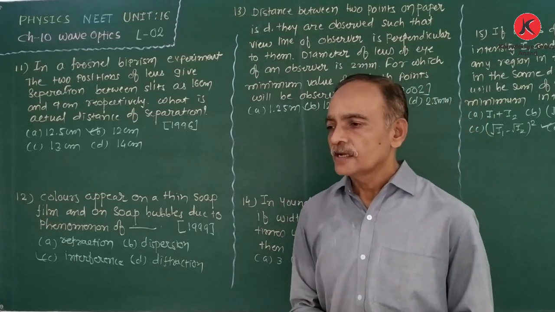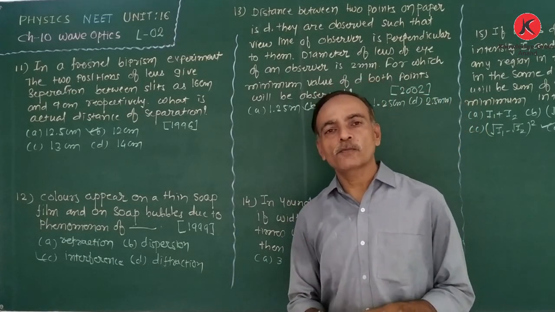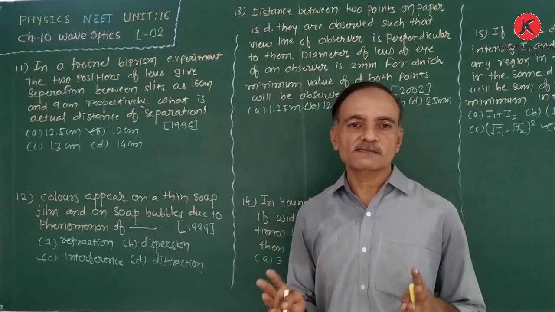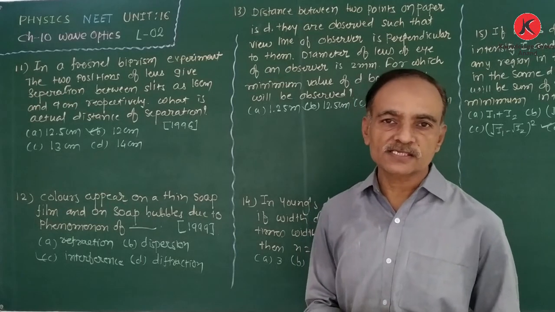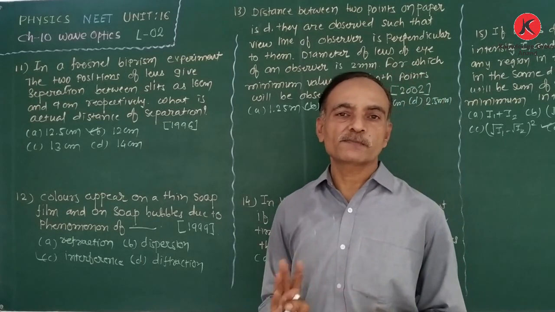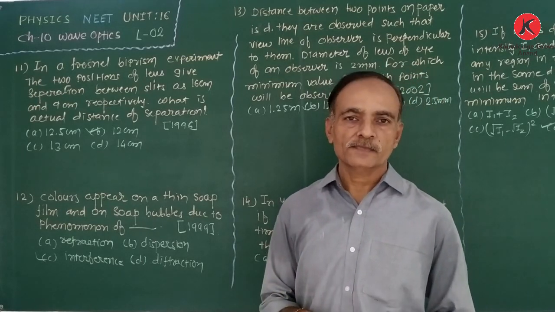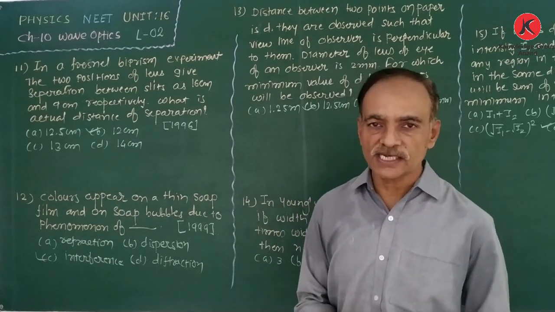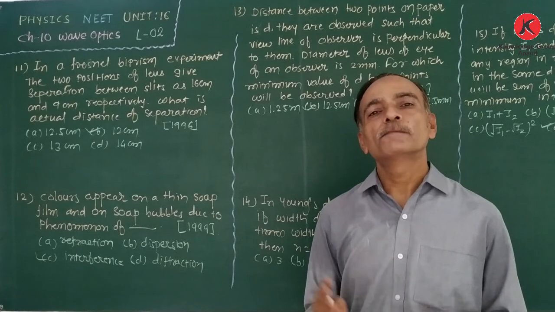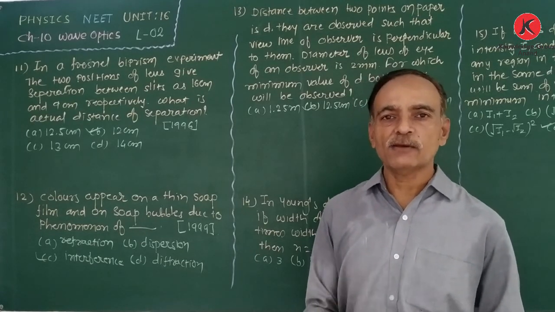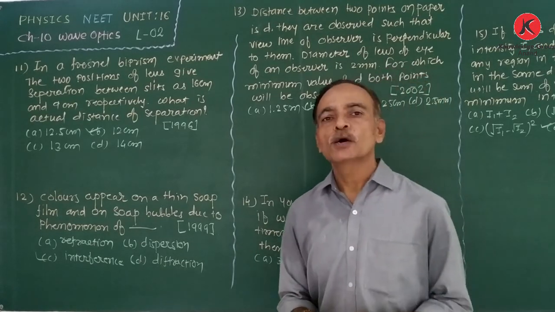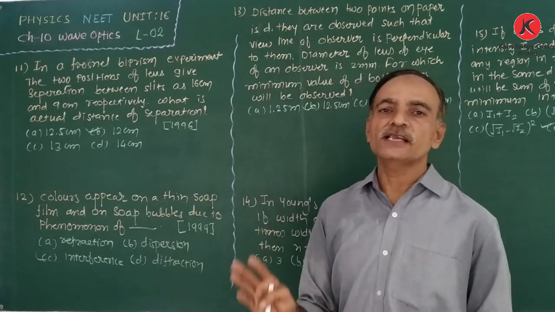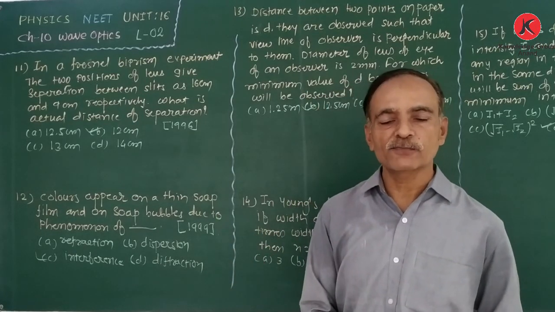Now listen, in wave optics we discussed Fraunhofer diffraction, not Fresnel diffraction. But when we discuss the theory, at that time we also discuss the difference between Fresnel and Fraunhofer. In Fraunhofer diffraction, a lens is generally used to focus the parallel beam on a slit, and the parallel beam after diffraction is focused on a screen with the help of a convex lens.